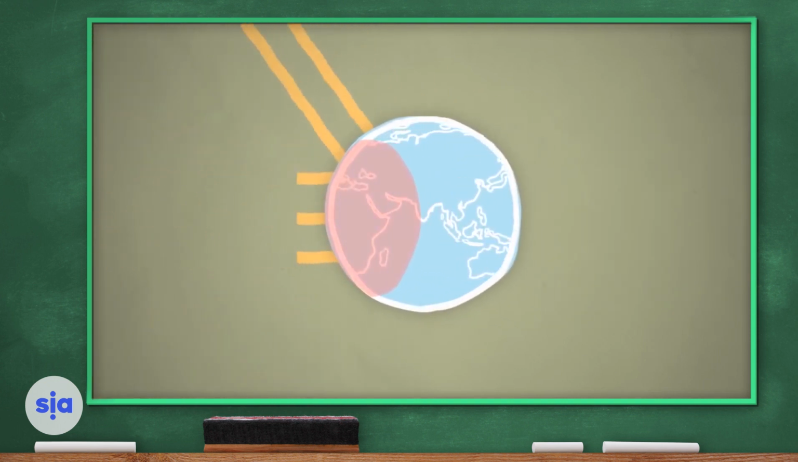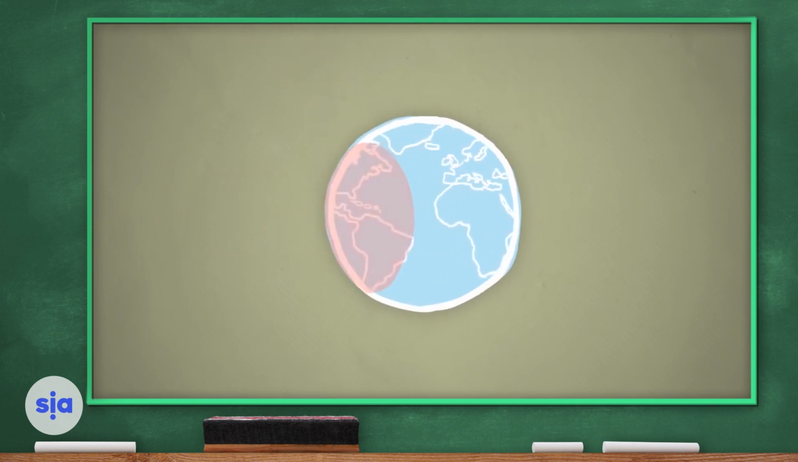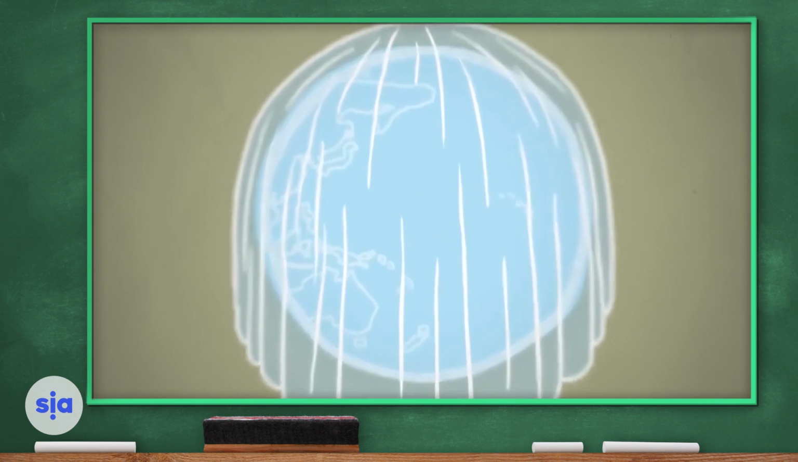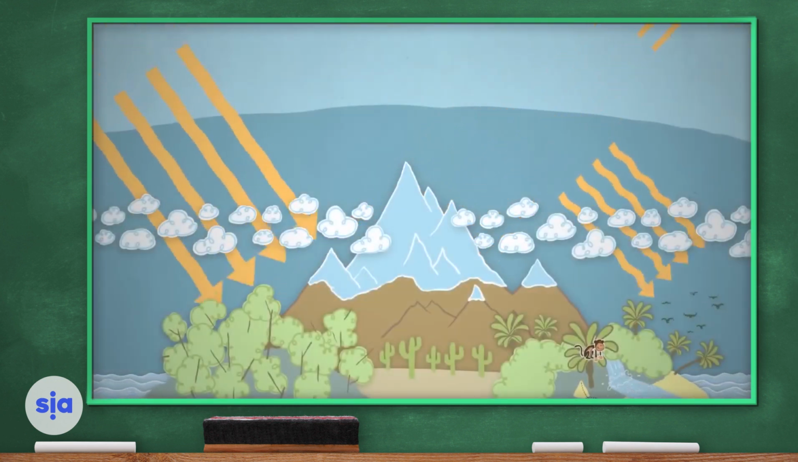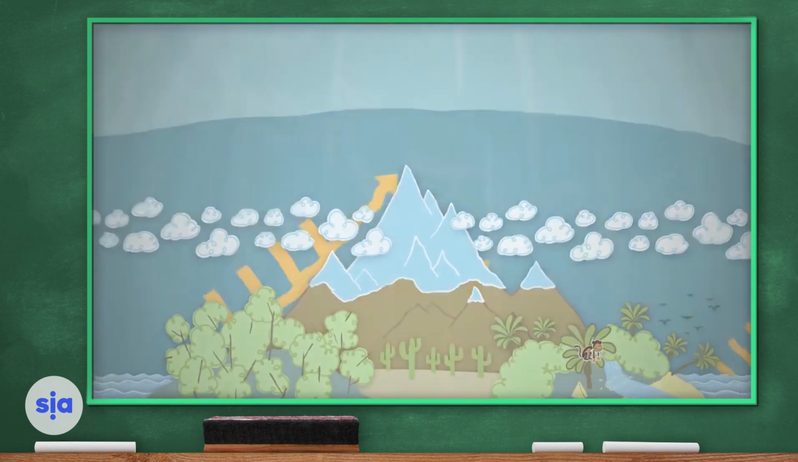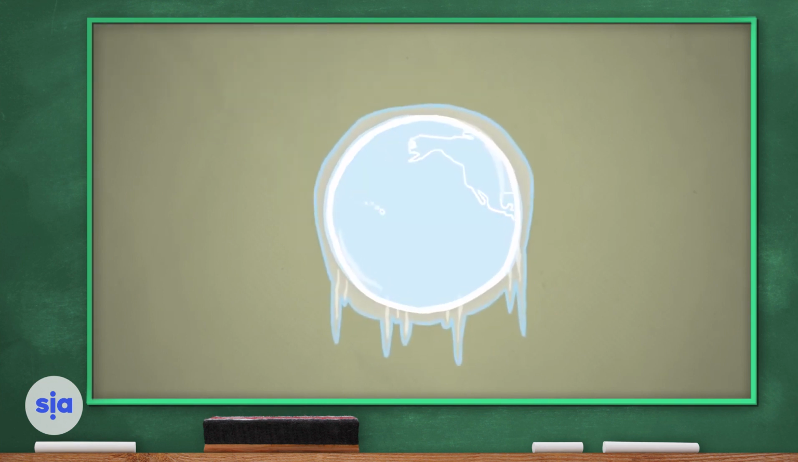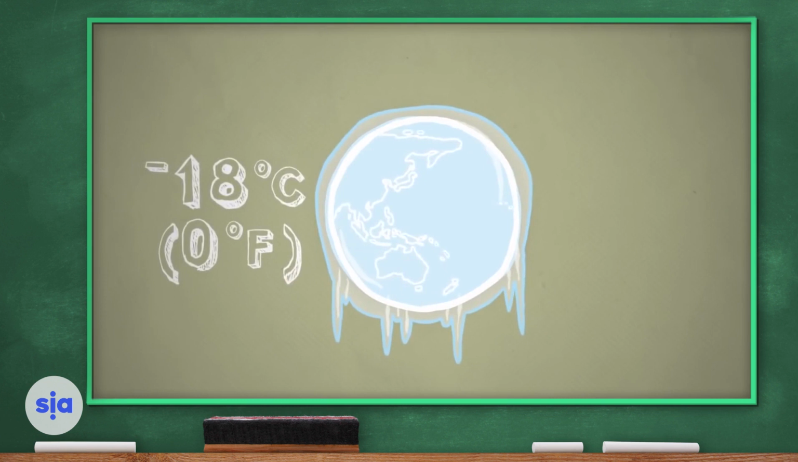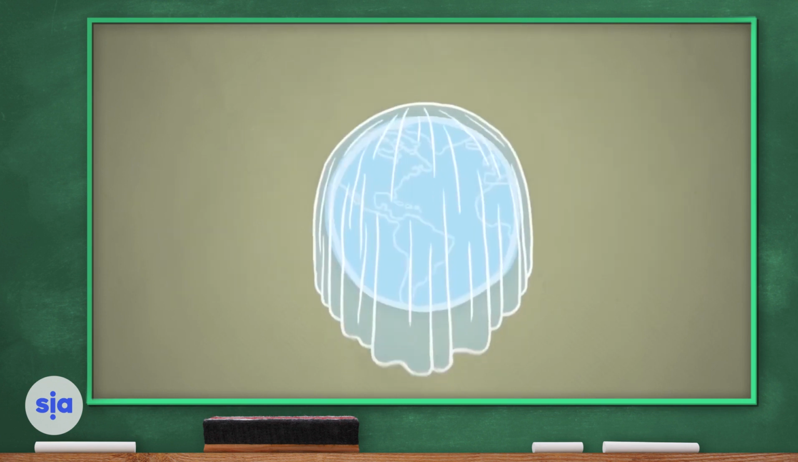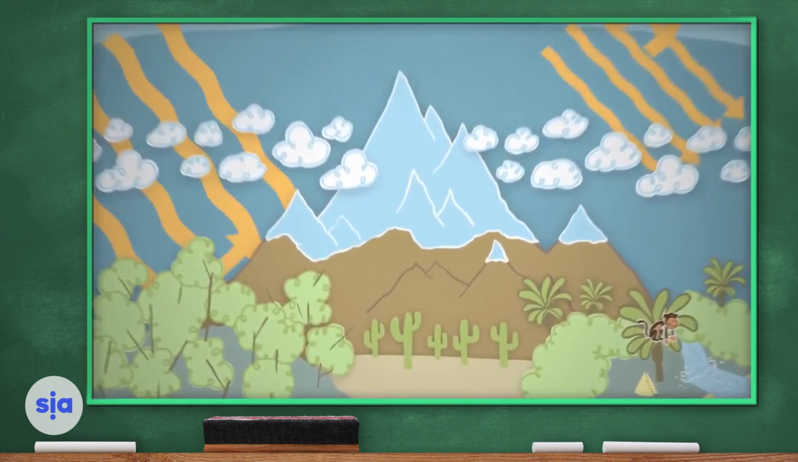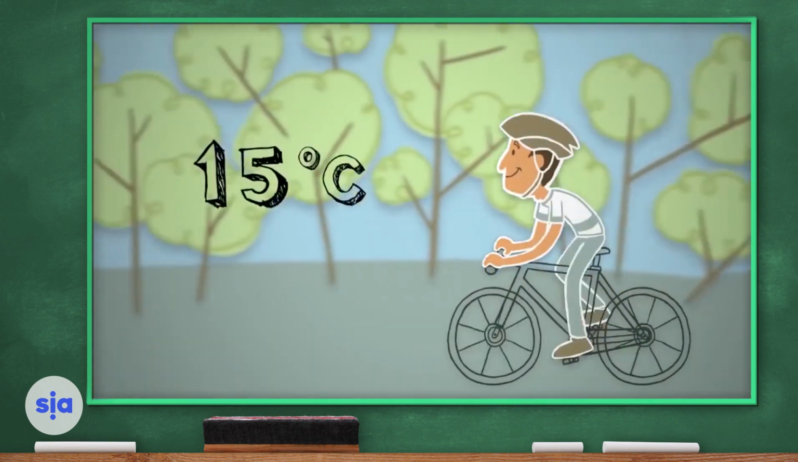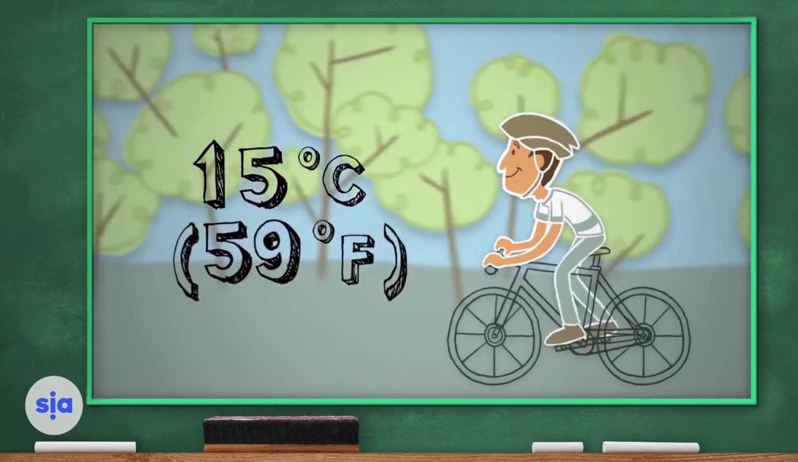But much of that energy is reflected back towards space. Fortunately, though, the Earth's atmosphere works like a blanket, preventing a lot of heat from escaping. In fact, if the Earth didn't have its atmospheric blanket, its average temperature would be about -18 Celsius or 0 Fahrenheit. Brrr! Thanks to the atmosphere, the Earth's average temperature is a much more livable 15 Celsius, about 59 degrees Fahrenheit.